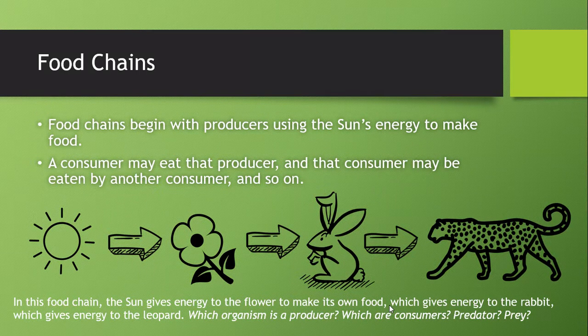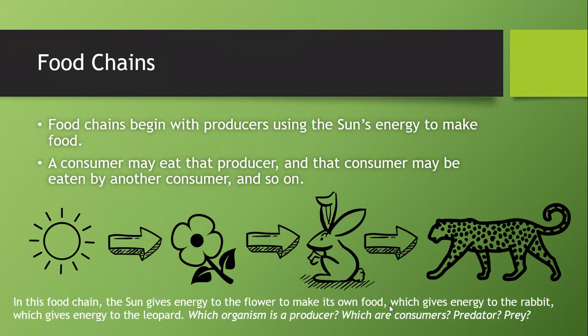This is what food chains are going to look like when we make them. Food chains begin with a producer using the sun's energy to make food. So on the left, you can see the sun. Food chains start with the sun because they help grow the plants.